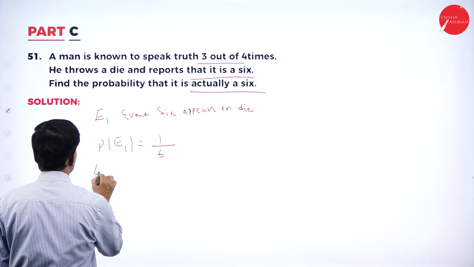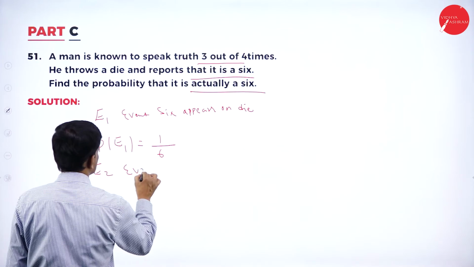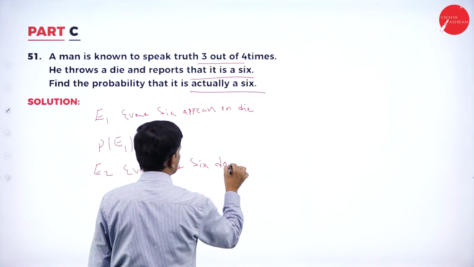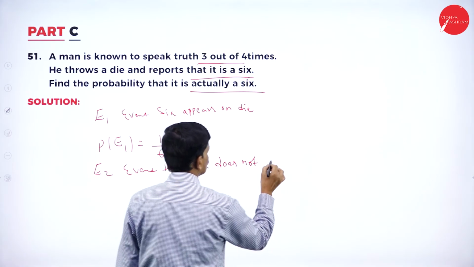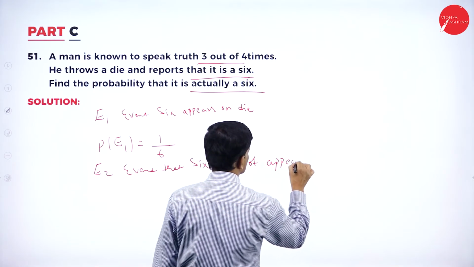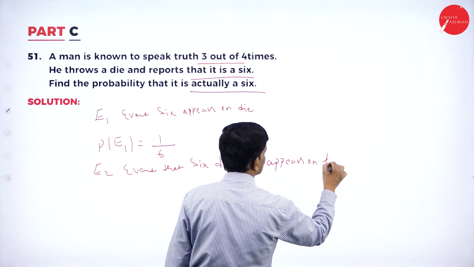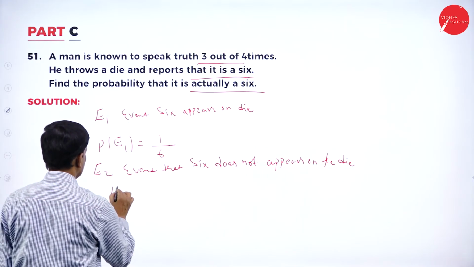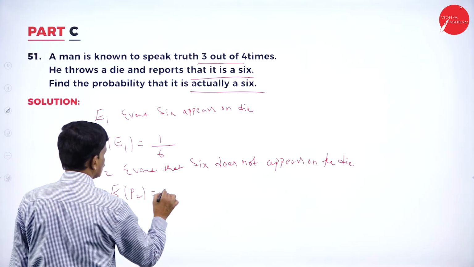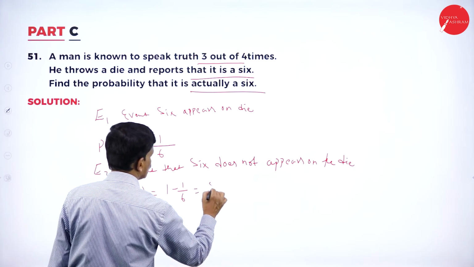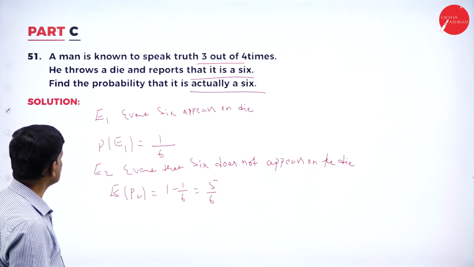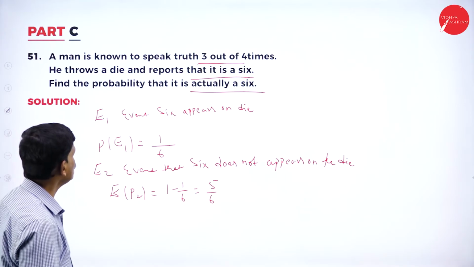Let E2 be the event that 6 does not appear on the die. So therefore the probability of E2 is 1 minus 1 by 6, that's equal to 5 by 6. So the probability of E1 is 1 by 6 and the probability of E2 is 5 by 6.